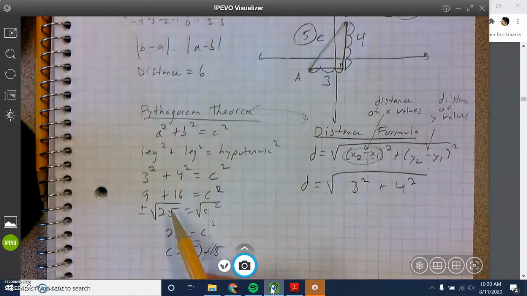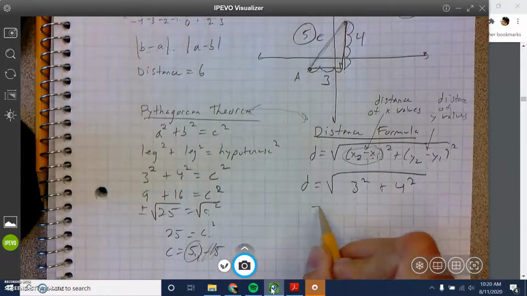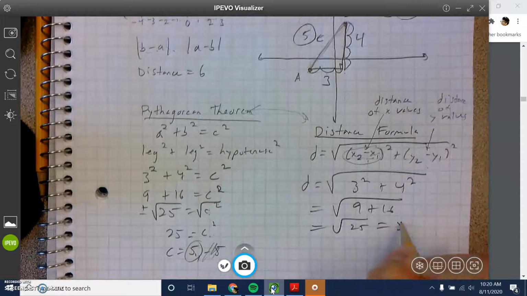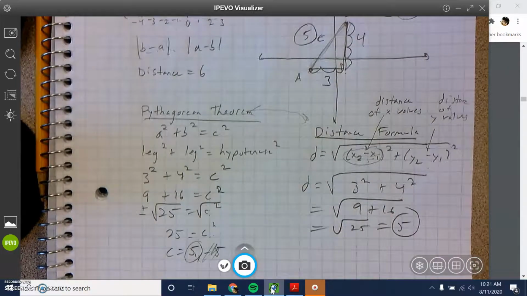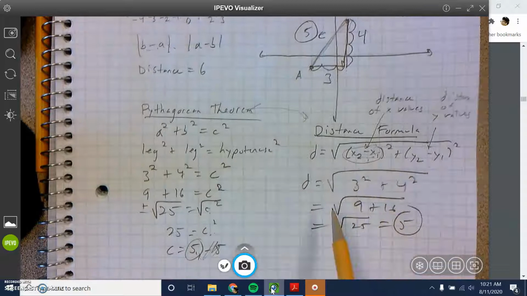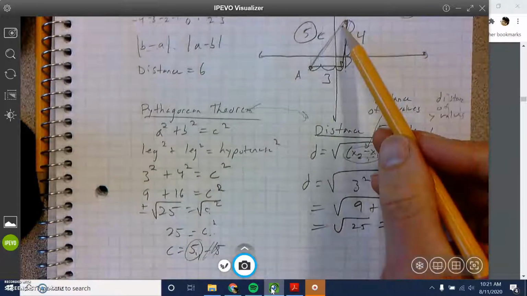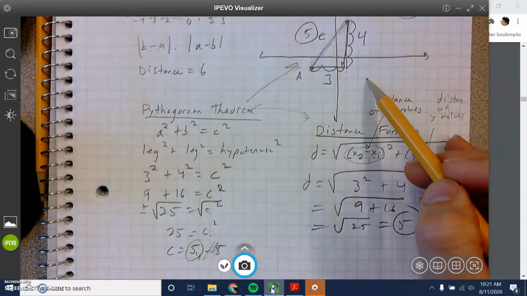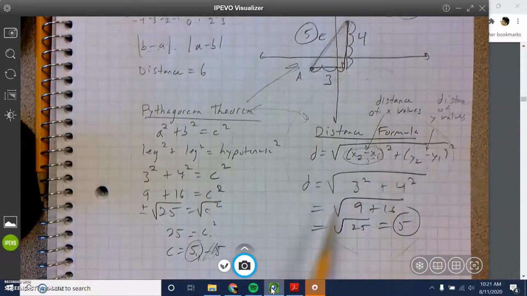There you go. And look, it looks the same thing as what we just did, right? Square root of 9 plus 16, which is the square root of 25, which is, bam, 5. So same thing. It works either way, whatever you need. Generally, if I have a picture, I'm going with this. If I don't have a picture, if I don't have graph paper, this works every time.